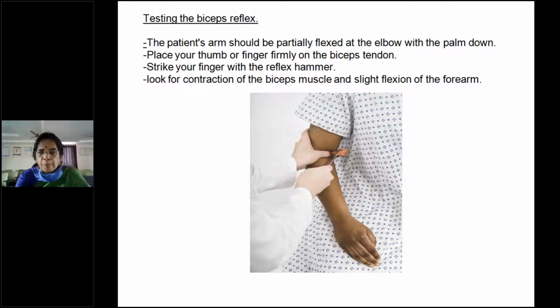In deep reflexes, whenever you are eliciting, you must expose the joint, and the muscle concerned should also be exposed. Then only can you tell whether the reflex is present or not. So you expose the biceps muscle and see whether there is contraction. And next, you can demonstrate the flexion of the elbow. That is the biceps reflex.